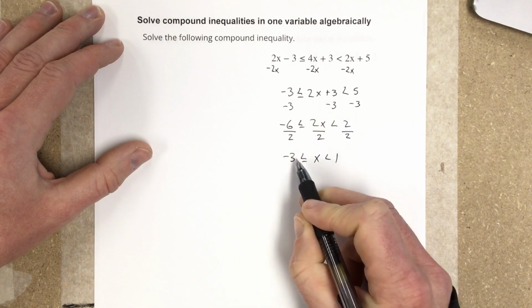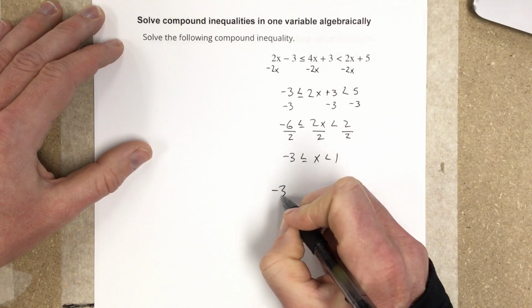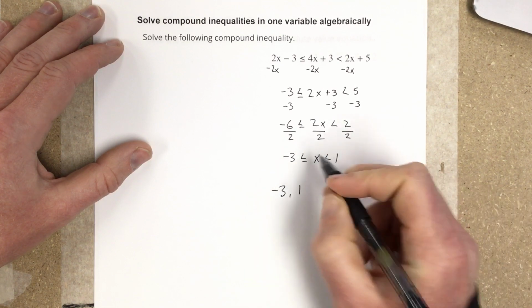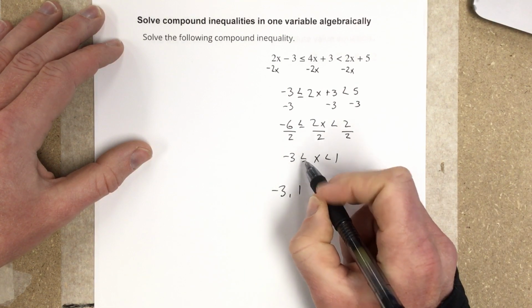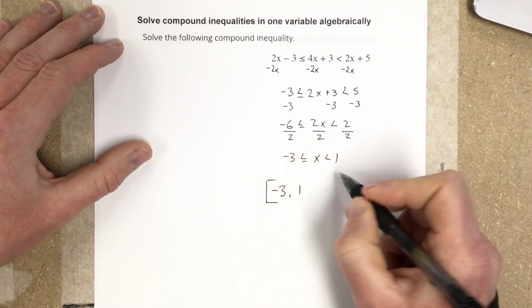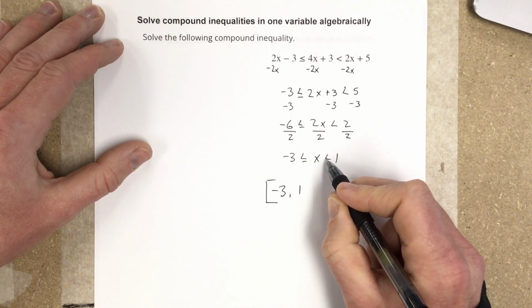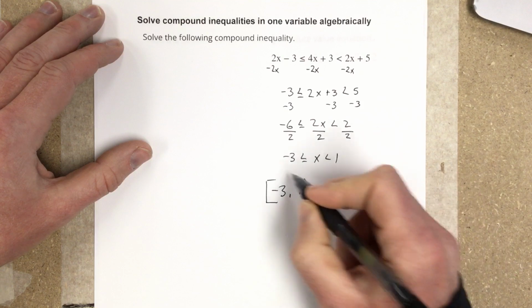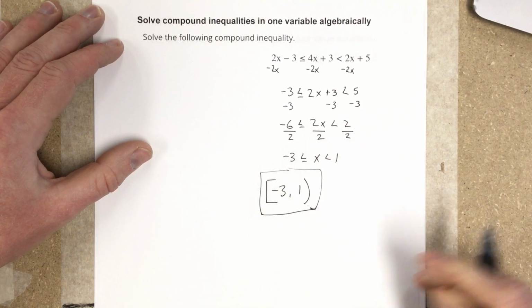So x is sandwiched between negative 3 and 1. So we have negative 3 to 1 as our interval, but we have a greater than or equal to, so a bracket on the negative 3, and we have a parenthesis, which is just this less than 1, on the 1. So our solutions go from negative 3 to 1.